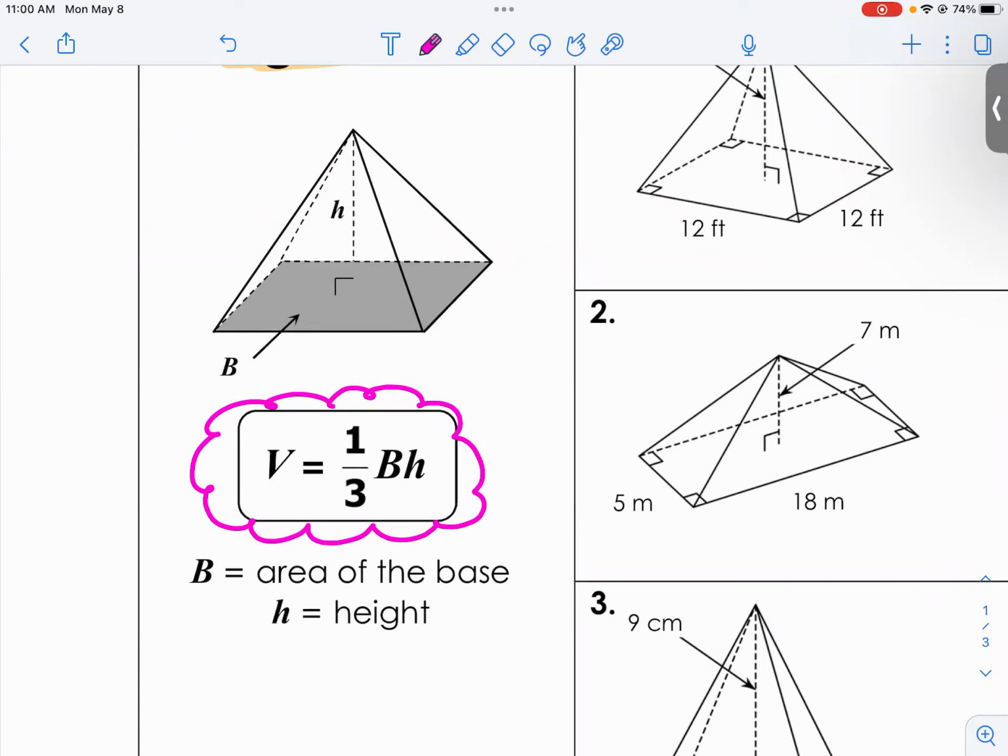Multiplying by 1/3 is the same as what? She got it in this little video. Multiplying by 1/3 is dividing by 3. Okay, so this is the same thing as area of the base times the height divided by 3. So don't worry about having to put 1/3 in your calculator. It just means divided by 3.